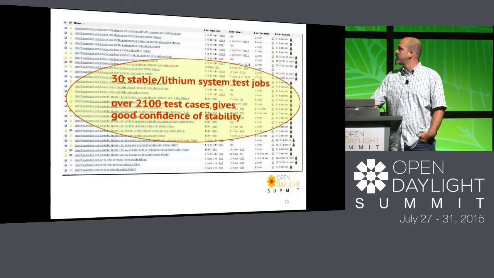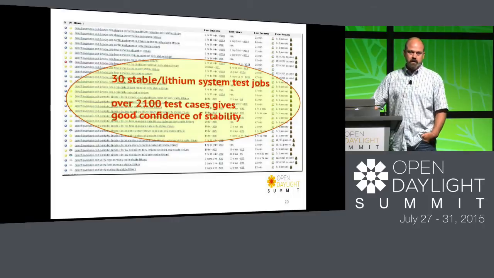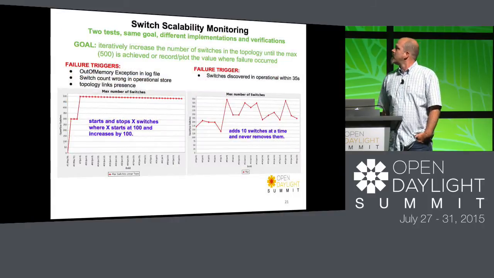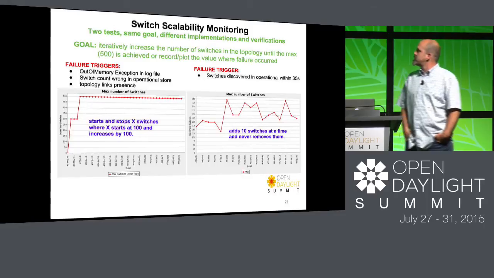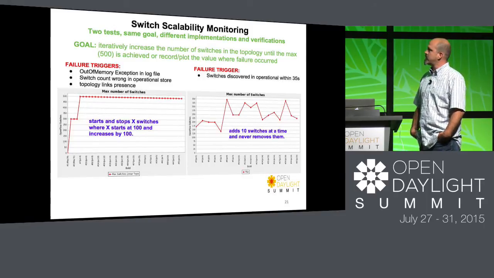So it's a really good litmus test on how stable we are. We need to be all passing for the release to go out. So these are the plots we have in Jenkins. Anyone can log into Jenkins and check these out.